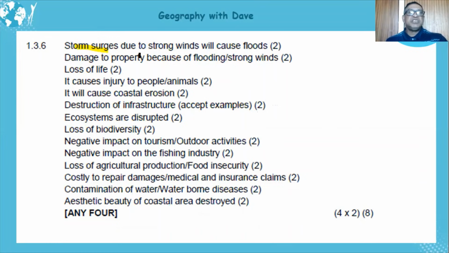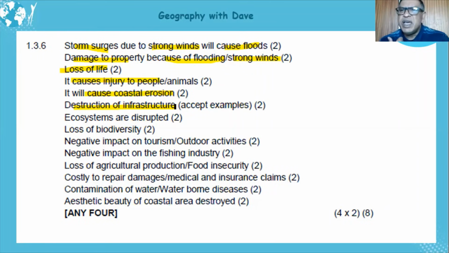Storm surges due to strong winds will cause floods. Damage to property because of flooding and strong winds, but more the strong winds, but the strong winds also bring in the water. Can you see? Loss of life, but you say due to strong winds, houses getting broken. Everything is happening. It causes injury to people and animals. It'll cause coastal erosion, isn't it? When the strong winds come, it'll erode the area. Destruction of infrastructure. You can give examples, roads, etc.